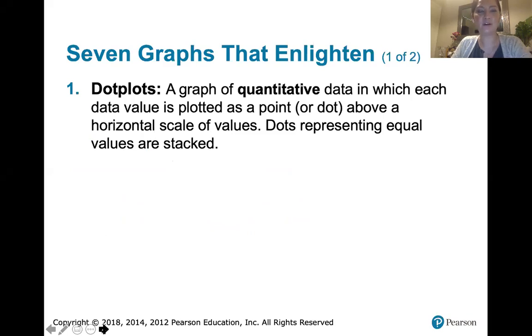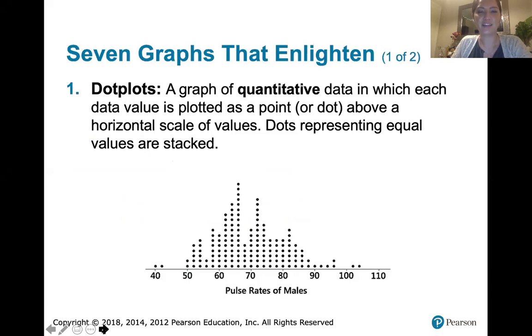a dot above a horizontal scale of values. Dots representing equal values are stacked. So we're going to see something like this. It looks a lot like a histogram, but instead of separating our data into a number of classes, each data point is represented as a dot.